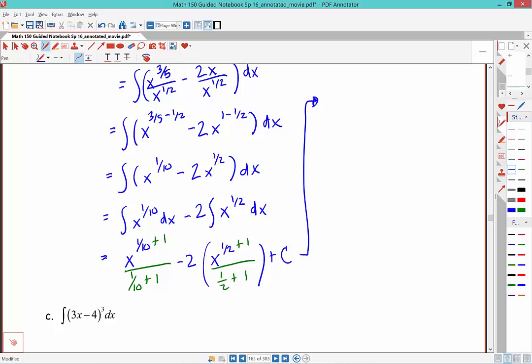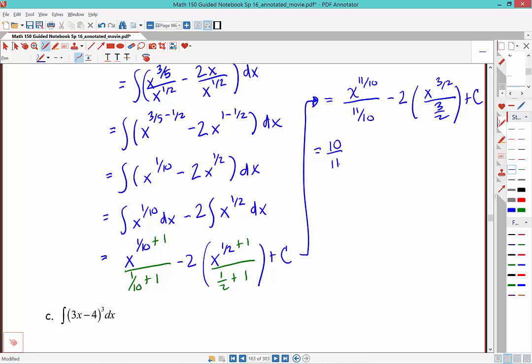So then x to the 1/10 plus 1 is going to be what? Good, x to the 11/10. So we'll get 1/11 times x to the 11/10. Whoops, no we won't. I'm making up my own math here. Let's see. I'll just work it out longer. So we have x to the 11/10 divided by 11/10 minus 2 times x to the 3/2 divided by 3/2 plus c. So this is going to give us what?